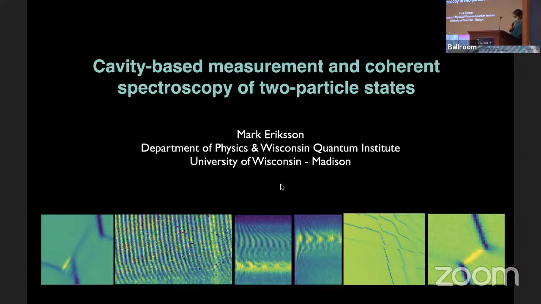Eriksson currently leads a multi-university team focused on the development of spin qubits in gate-defined silicon quantum dots. So the goal of this work is to enable quantum computers, which manipulate information coherently, to be built using many of the materials and fabrication methods that are the foundation of modern classical integrated circuits, as we've heard throughout the conference.